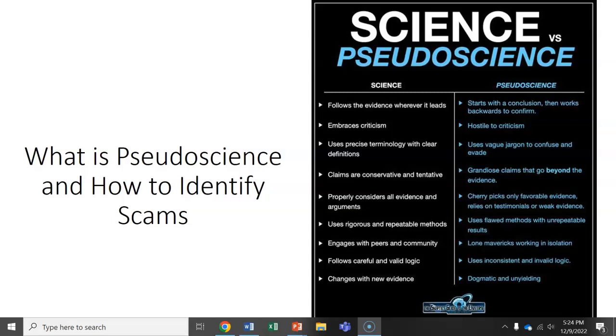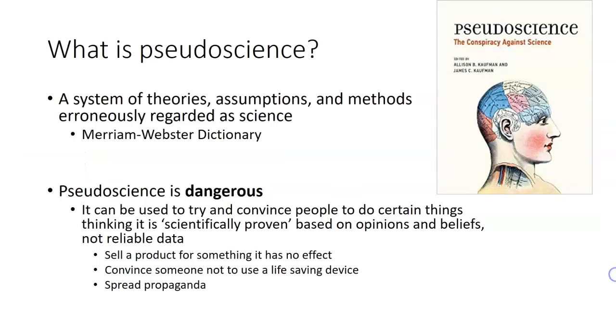For example, science embraces criticism, while pseudoscience is hostile to criticism. So in science, we love to be corrected. If we don't have it right, we want to correct that sort of idea. We also make sure that any claim we make is conservative, tentative. We move slowly, piece by piece, whereas pseudoscience is grandiose in its claims. And this list goes on, but let's go ahead and take a few minutes here and define what pseudoscience is.